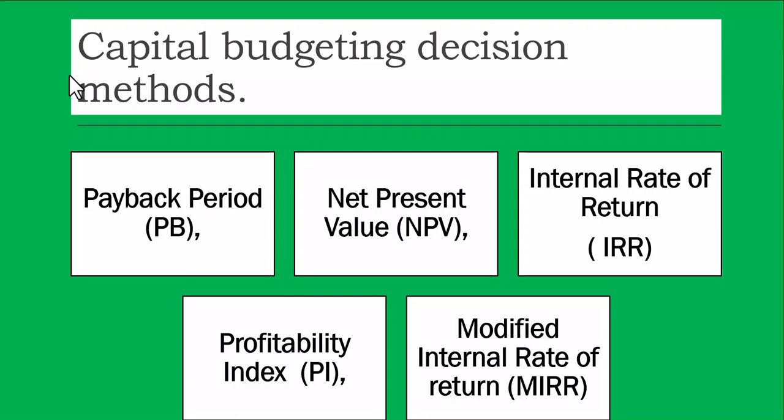Take a project which is going to cost you 1 crore, but it is going to generate cash every year, say 25 lakh rupees, for the next 10 years. So what will be the payback period? 4 years. This is called the payback period.